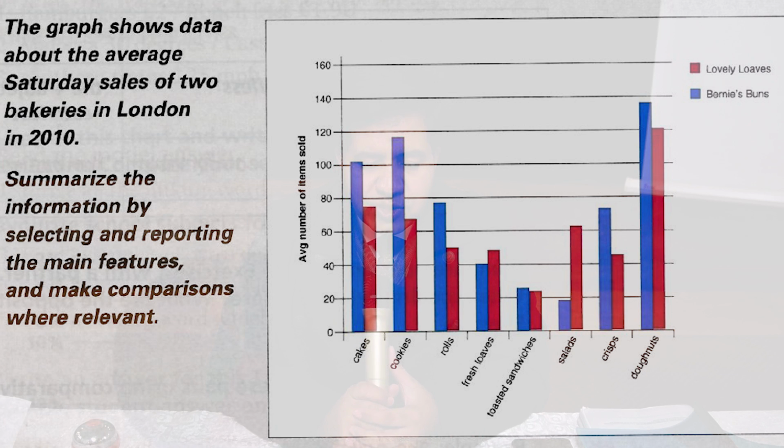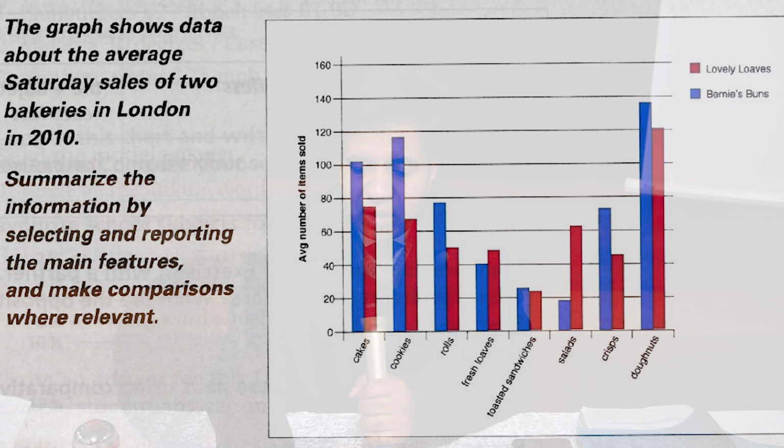The graph shows data about the average Saturday sales of 2 bakeries in London in 2010. Now, if they give you 2010 to 2015, then that is a graph with a trend. But they only said average Saturday sales of 2 bakeries in London in 2010, so it's a comparative graph. Okay, summarize the information by selecting and reporting the main features and make comparisons where relevant. Now let's take a look. You can enlarge this bar chart.